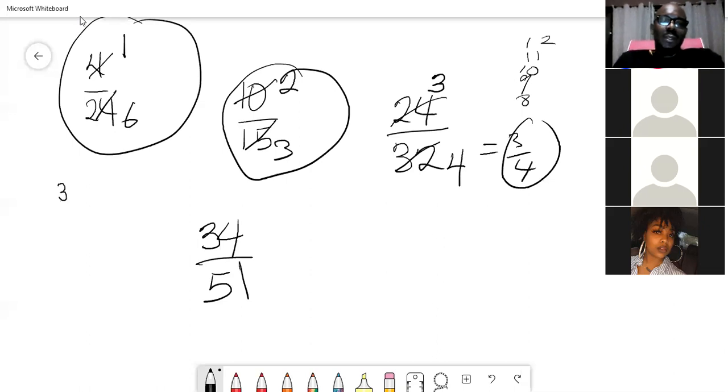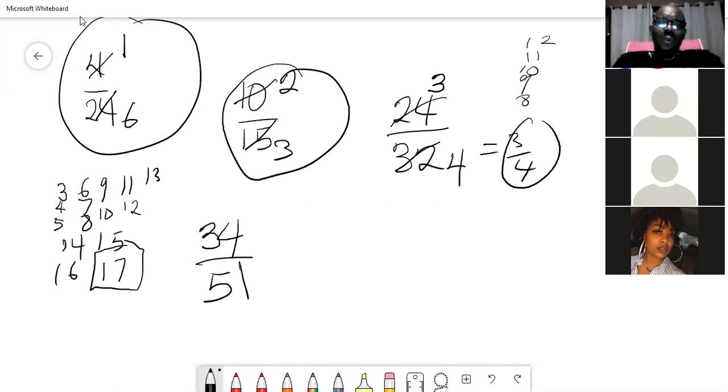It doesn't go by 9. It's not 3. It's not 4. It's not 5. It's not 6. It's not 7. It's not 8. 9, no. 10, definitely not. 11, no. 12. 13. 14. 14 doesn't go into 34. 15, no. 16, no. What about 17? Does 17 go into 34? You probably have to use a calculator. 17 goes into 34 2 times. Excellent. And what about 17 into 51? 3 times. Okay.